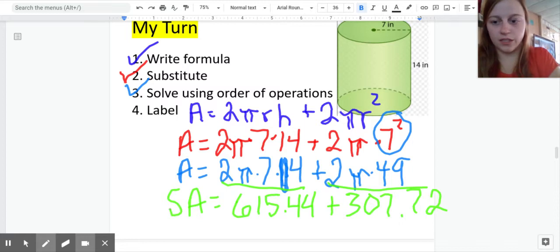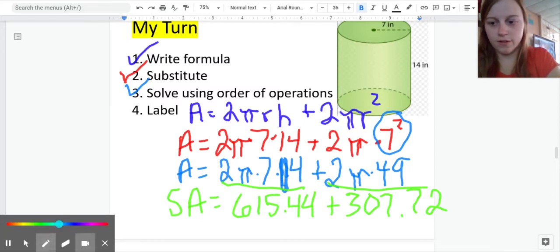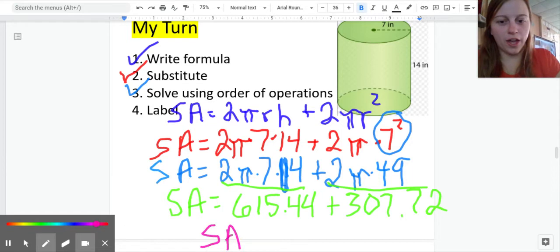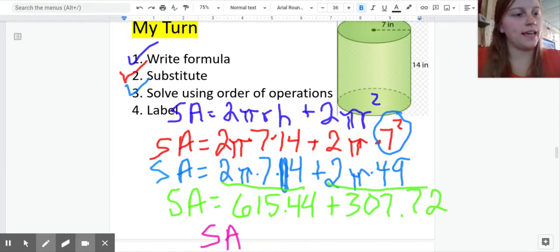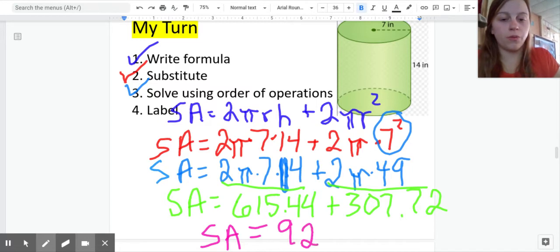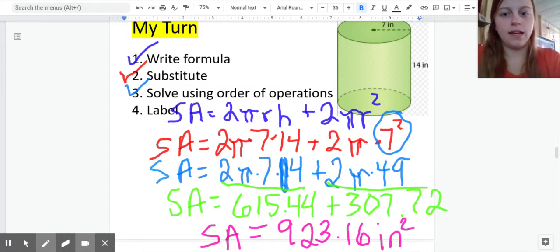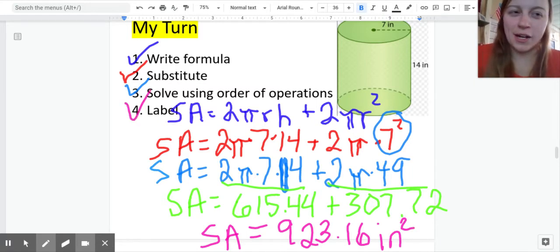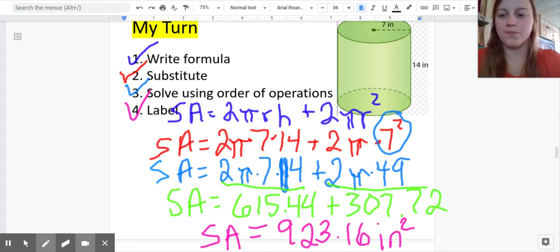And actually, this is really surface area equals. And lastly, I'm going to add those two numbers together to get 923.16 inches squared. And I labeled. It is an area problem, so it's inches squared.